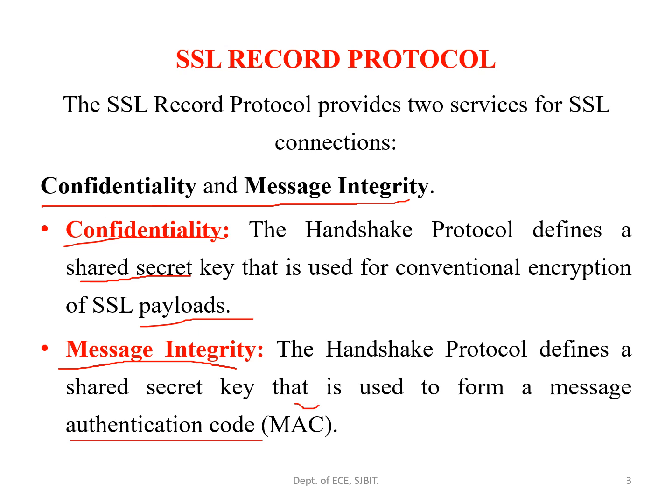Here, the handshake protocol provides a shared secret key for both confidentiality and message integrity. So in confidentiality, the shared secret key is used for encryption purposes. Then in message integrity, the shared secret key is used for the authentication code.